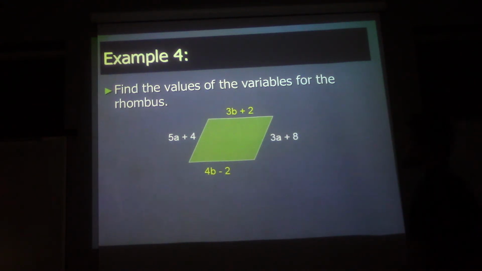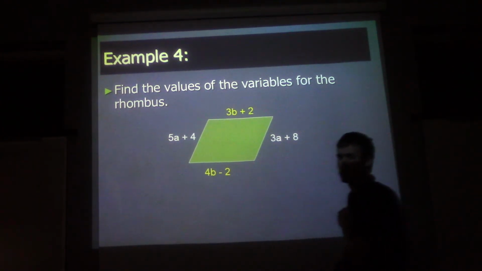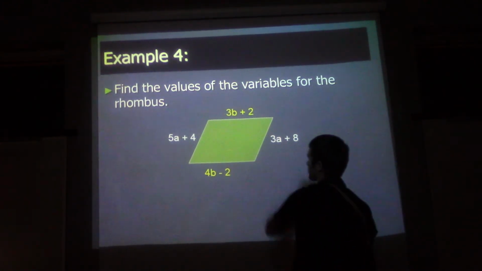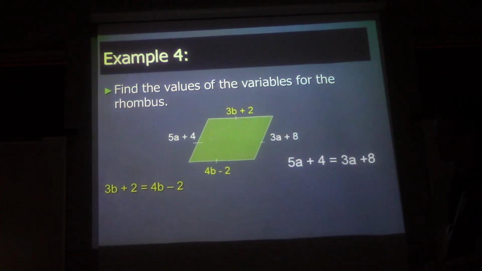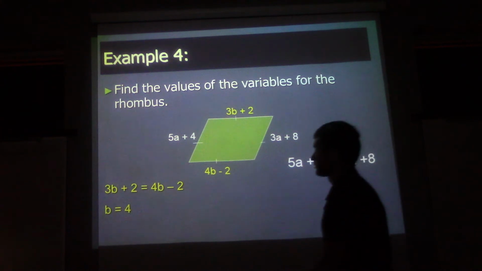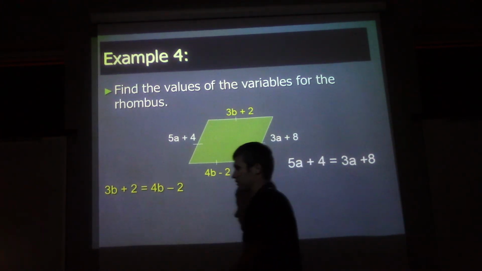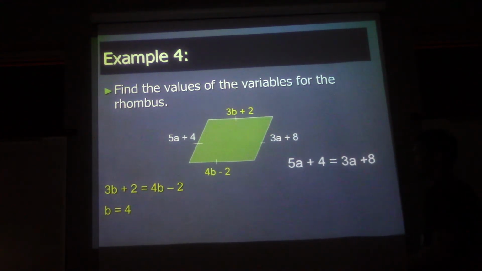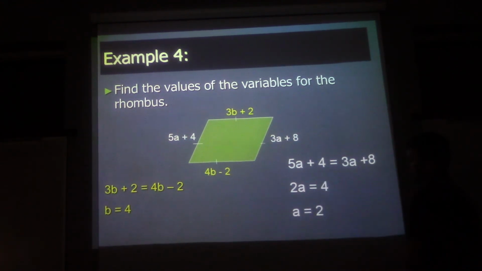Two more examples. Find the values of the variables for the rhombus. So if you think about a rhombus, what do we know about all the sides? They're all equal to one another. So I could come here and say 5a plus 4 equals 3a minus 8 and solve. And so that's what I do, I group them up. We can solve for b. Right here, subtract 3b, add 2, b is equal to 4. Come over here, subtract 3a, subtract 4, subtract 3a gives you 2a, a is equal to 2.